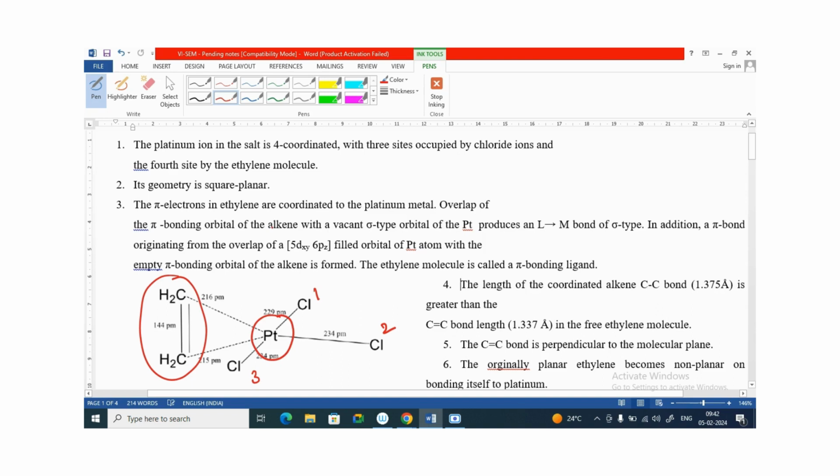And moreover, the geometry of this complex is square planar, because we need to specify whether it is square planar or tetrahedral. You need to know that 4-coordinate complexes may be either square planar or tetrahedral. But here, from the X-ray diffraction analysis, we come to know that this Zeise's salt has a square planar geometry.